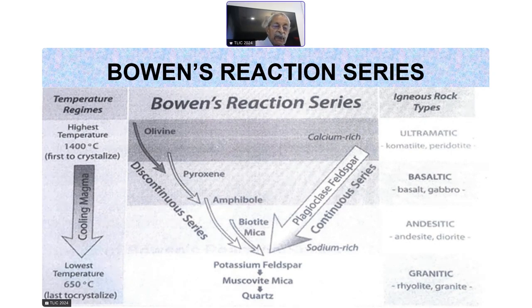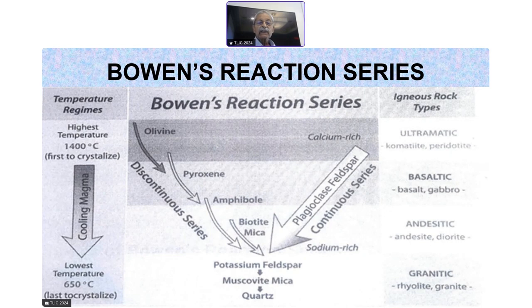Then as the temperature comes down, various rocks are formed. Slightly lower are the basaltic rocks, basalt and gabbro. Much lower are the andesitic rocks, andesite and diorite. At the end stage, as it reaches around 650 degrees centigrade, you have the granitic rocks, rhyolite and granite. This combination is one story.